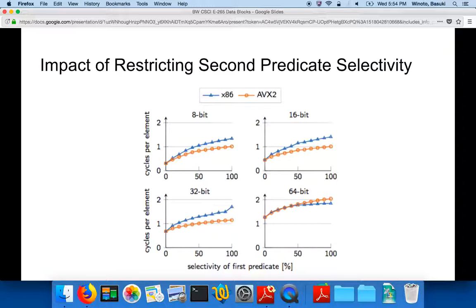Now, the impact of restricting predicates is very beneficial. It helps the scan performance. These are charts showing us how the predicate selectivity helps improve the performance. This chart gives the cycles per element improvement. This is the first predicate selectivity, while the second predicate selectivity is set at the 40% value.